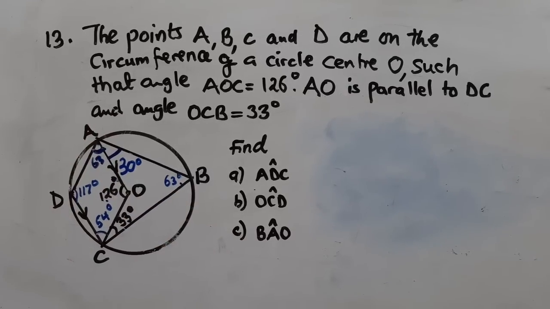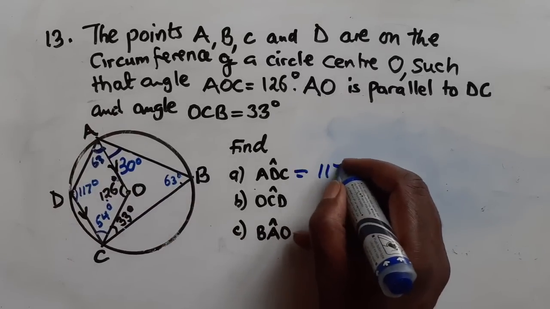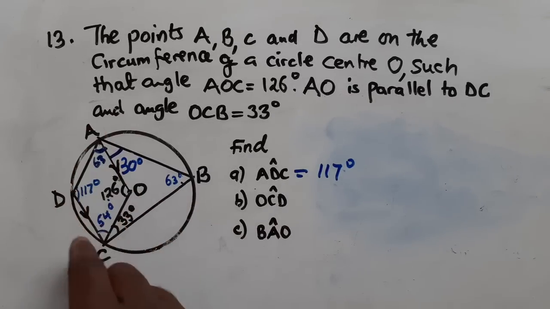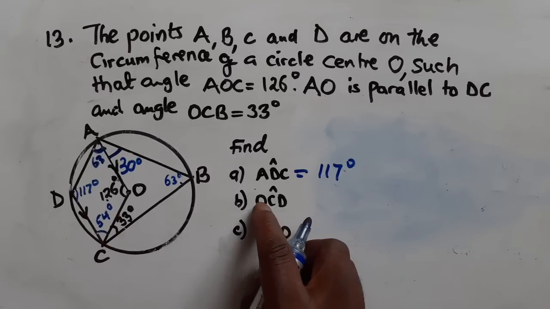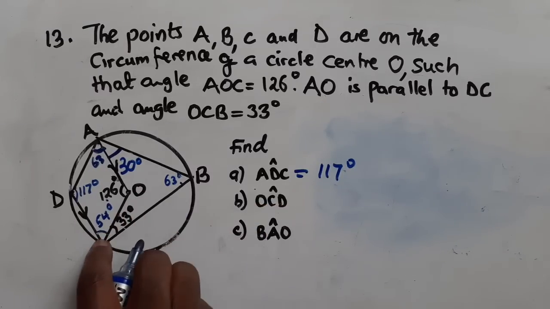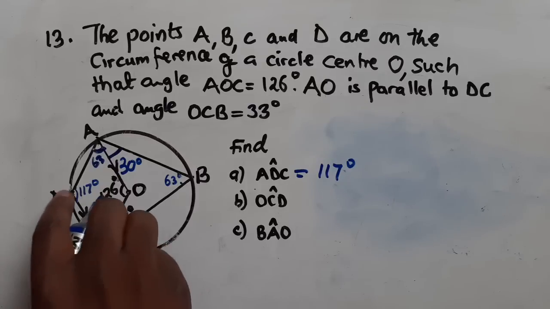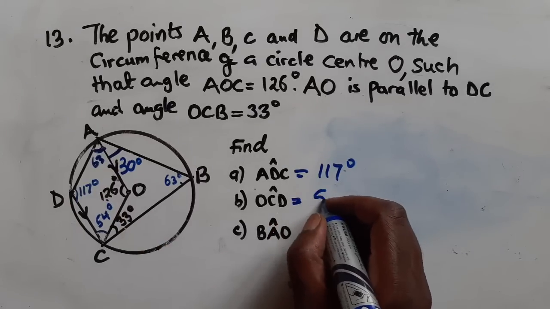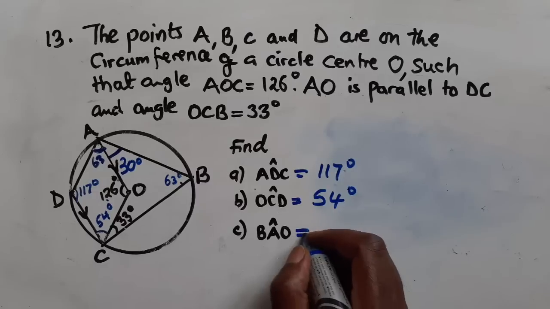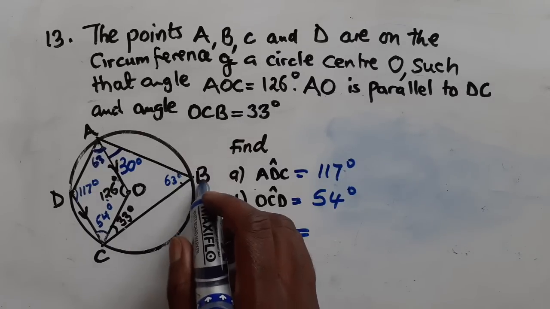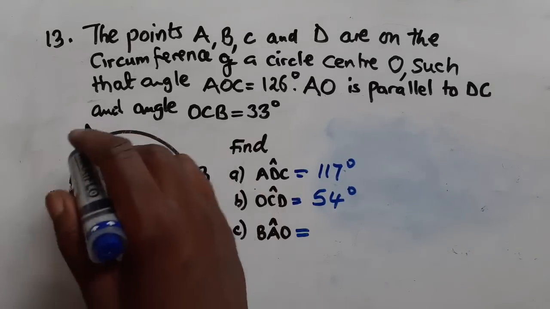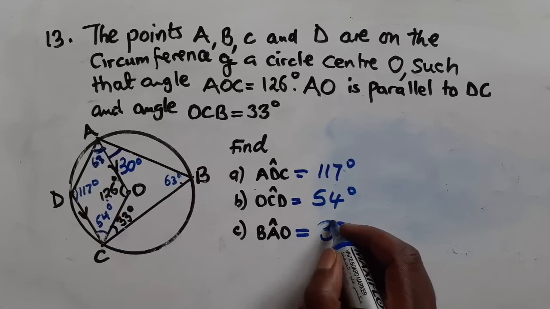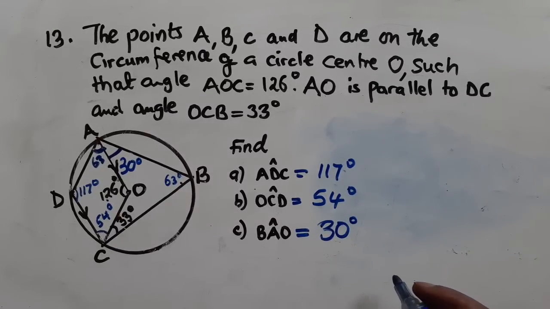ADC is 117. Then we have OCD. Here we have 54. The last one is BAO. What do we have? We have 30, isn't it? Well, these are the answers that we have.